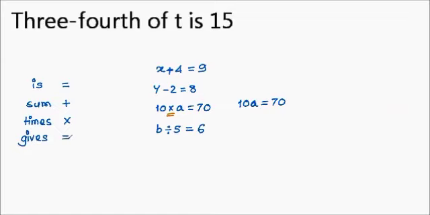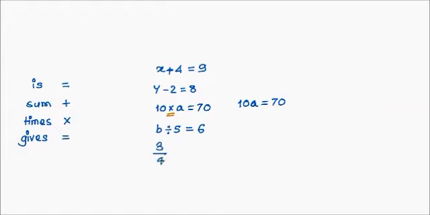3/4 of t is 15. 3/4 of, we have learned what "of" is in fractions. Of means multiplication. So 3/4 of t, I'm not going to put the multiplication sign. 3/4 of t is equal to 15. So again we'll write here, of means multiplication.